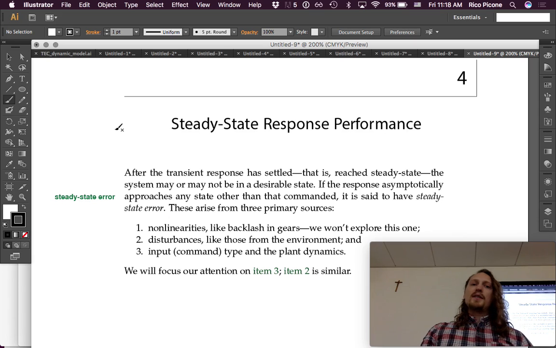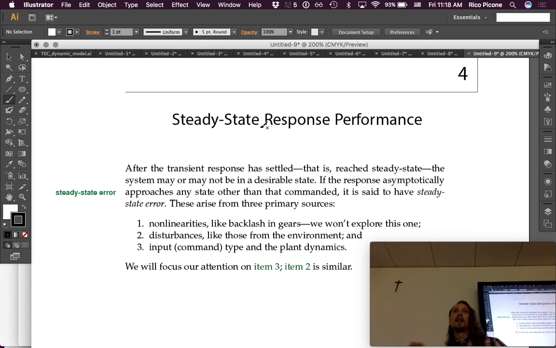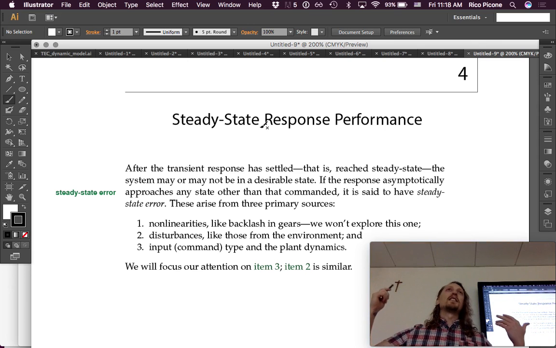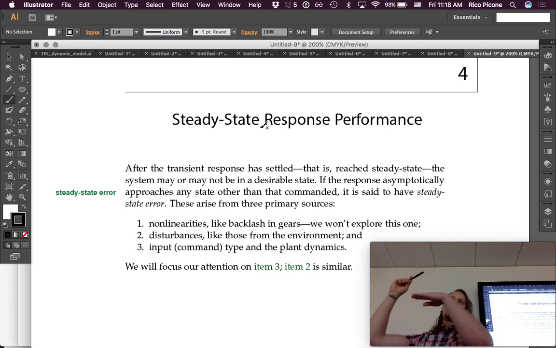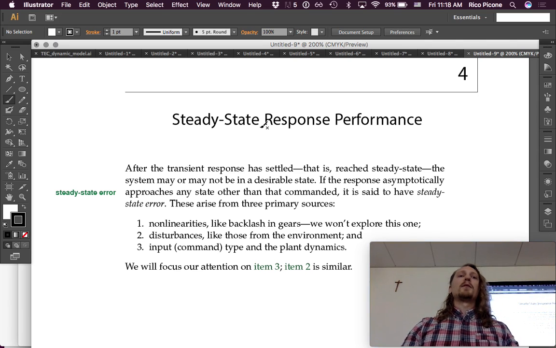If the response asymptotically approaches any state other than that commanded, it is said to have steady state error. So if we say to go to 5 feet and it goes to 4.6 feet and stays there, that's steady state error. We'll stick to that for now for intuition.